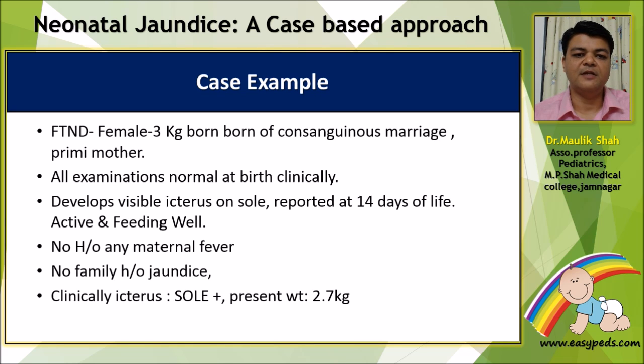A full-term normally delivered female of 3 kg, born of a consanguineous marriage to a primigravida mother, was brought to us. All examinations were normal in this baby at birth. The baby developed icterus down to the sole, reported on day 14 of life, and was active and feeding well. There was no history of any maternal fever. There was no history of jaundice in the family. Clinically, the icterus was found up to the sole. The weight on presentation was 2.7 kg.